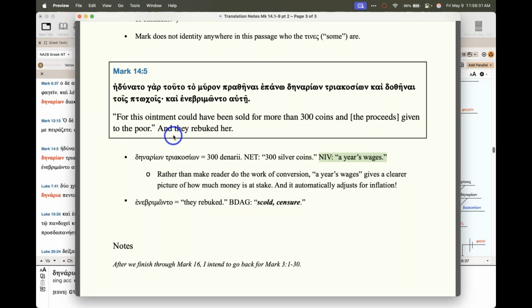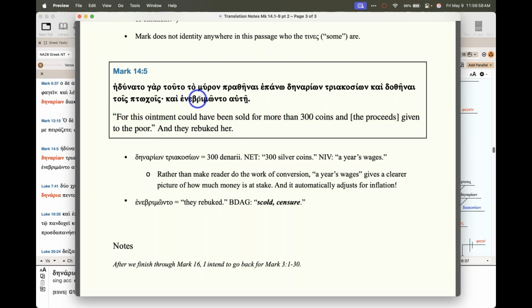All right, so again, we're not told anything about their motives, but we are given a sense of how costly this is. So again, back to the $50,000 number, wherever you live, that's a ton of money to just be dumping on somebody. And so they rebuked her. That's their response. And Jesus is going to rebuke their rebuke, essentially. So we see that they are in the wrong.